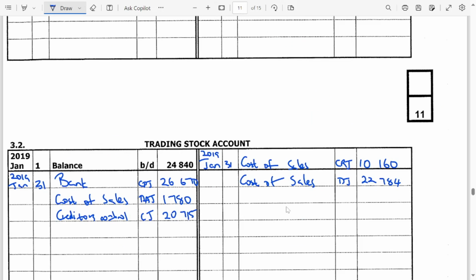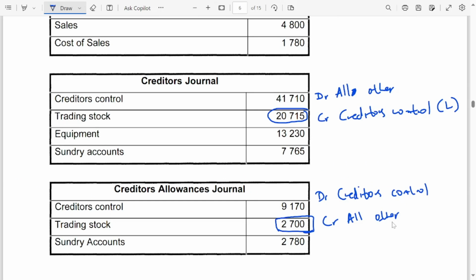So we go to the trading stock with 2.7 CAJ, with the account of the creditors control. Now we are done.